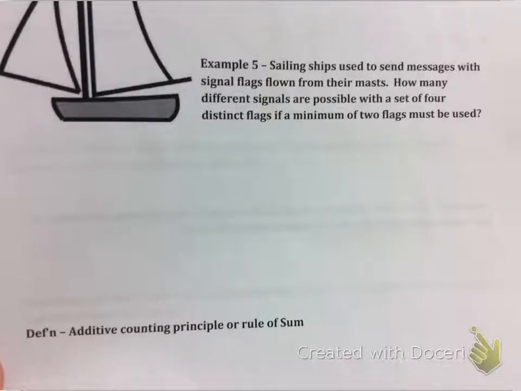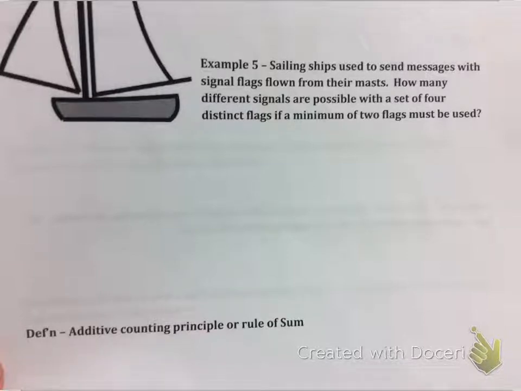So, sailing ships used to send messages with signal flags flown from their masts. How many different signals are possible with a set of 4 distinct flags if a minimum of 2 flags must be used? So with this, we can't use 2 flags and 3 flags at the same time. We can't use 3 flags and 4 flags at the same time. These are 2 different things that have to happen.